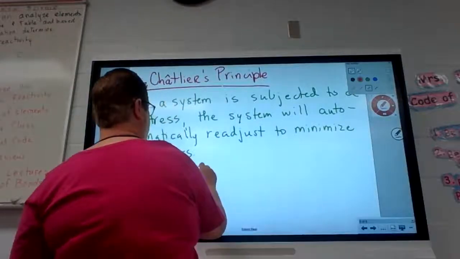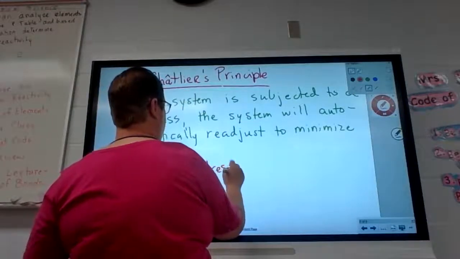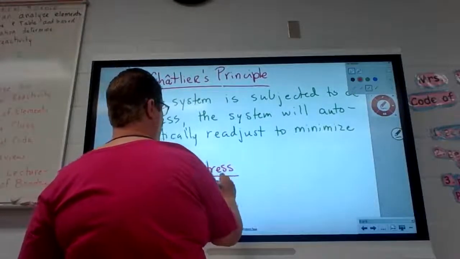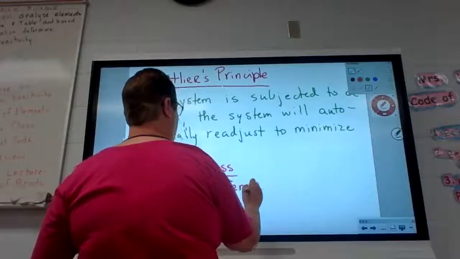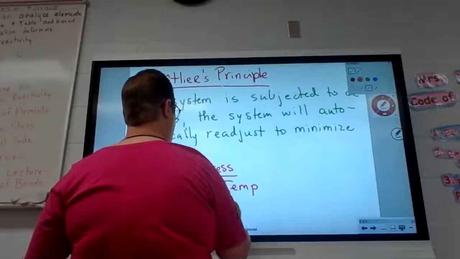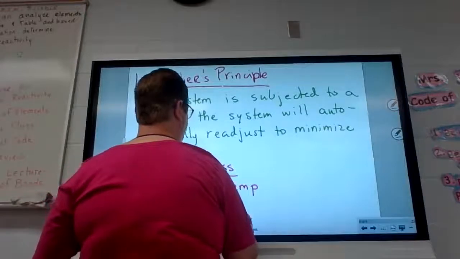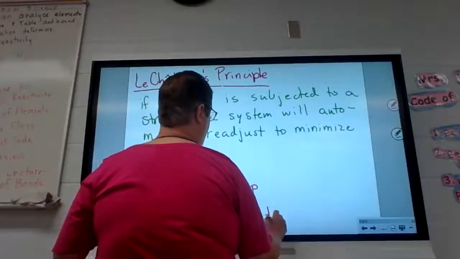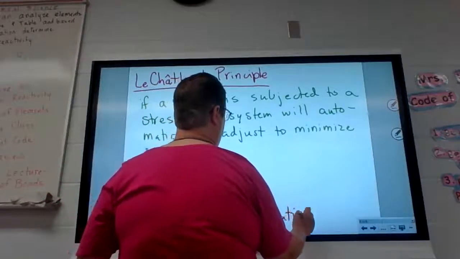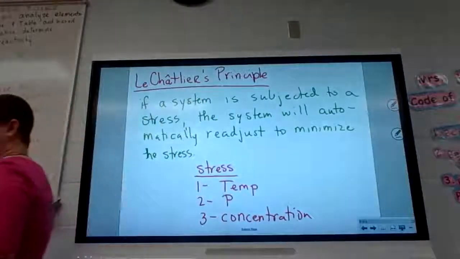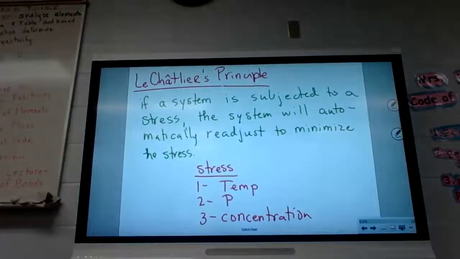All right, so the stresses that we're going to work with will be temperature, pressure, and concentration. It says if a system is subjected to a stress, so if we change its temperature, for example, the system will automatically readjust to minimize that stress.